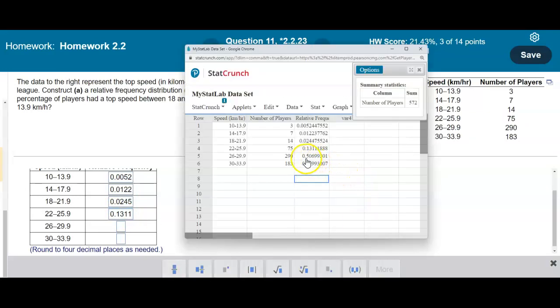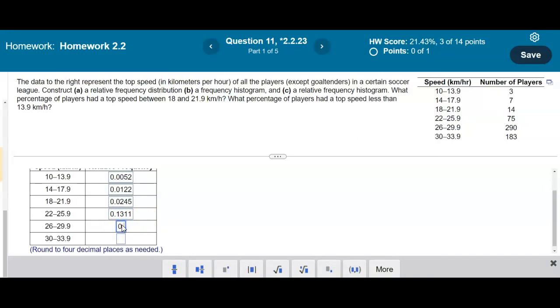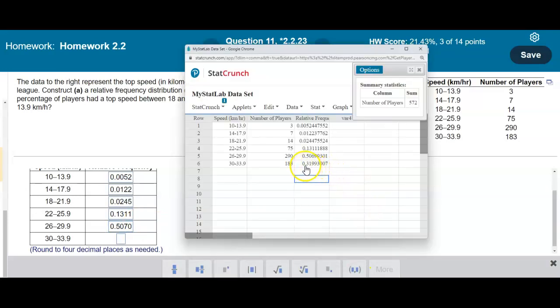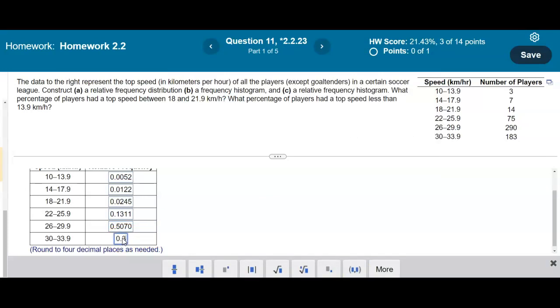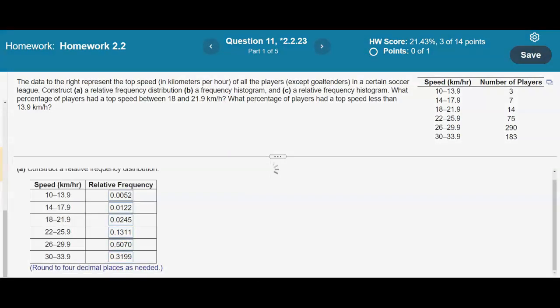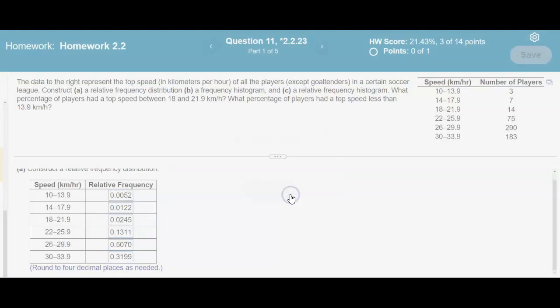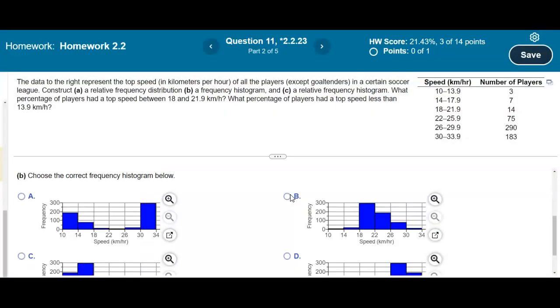The next one is 0.5069, which means we need to round that, which makes this a 7 and that a 0. So that becomes 0.5070. And then the last one is 0.3199. Let's check our answer, and there is our result. So that is our relative frequency.